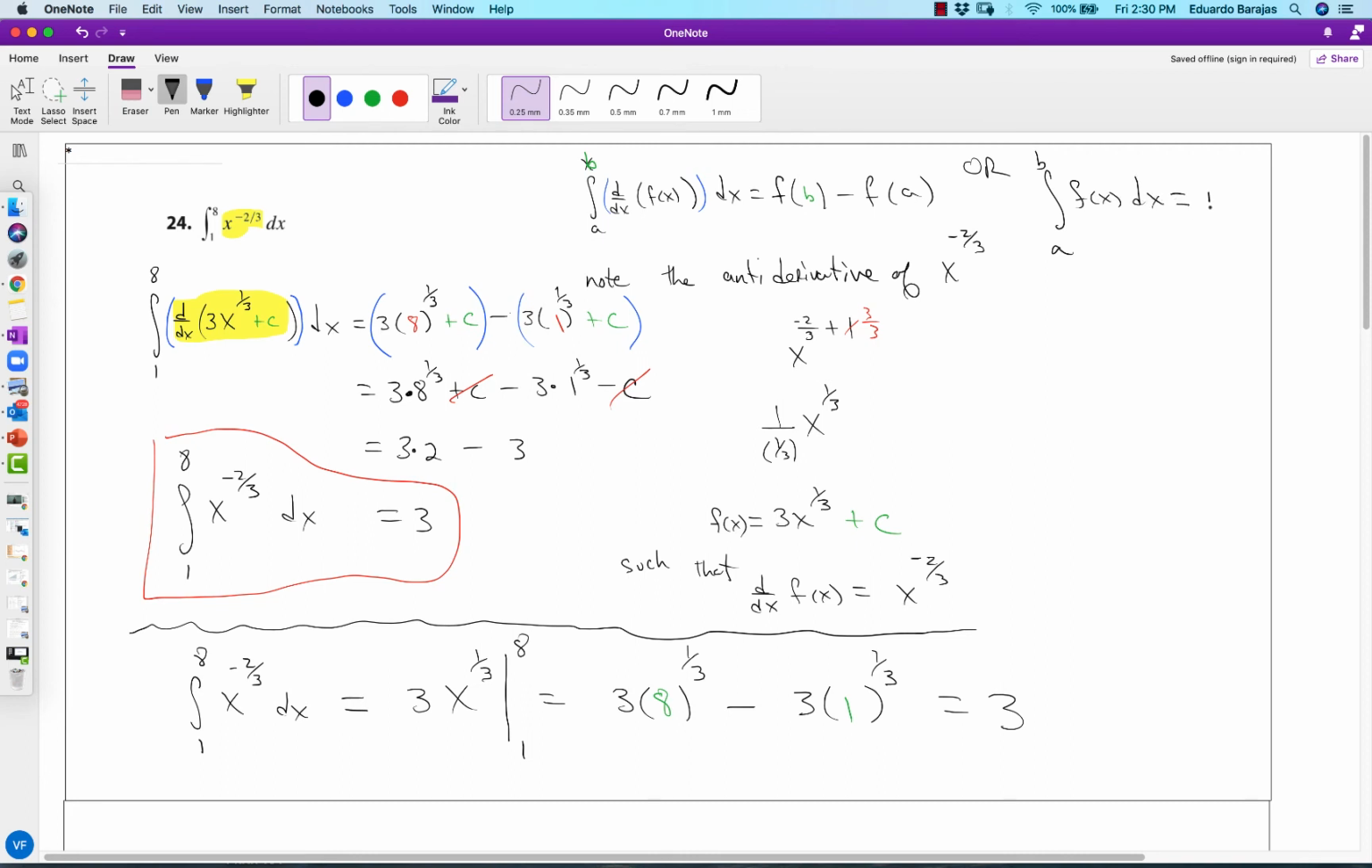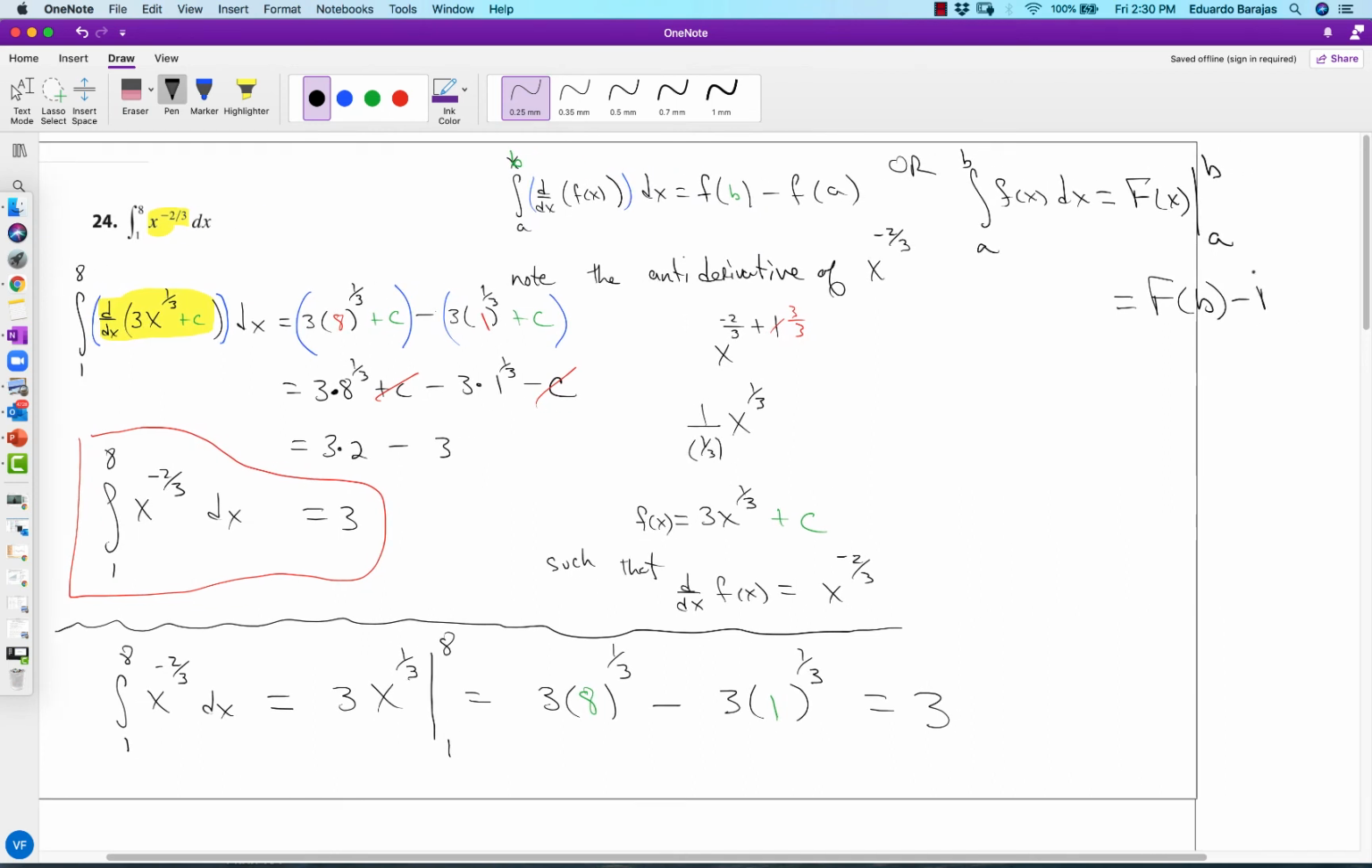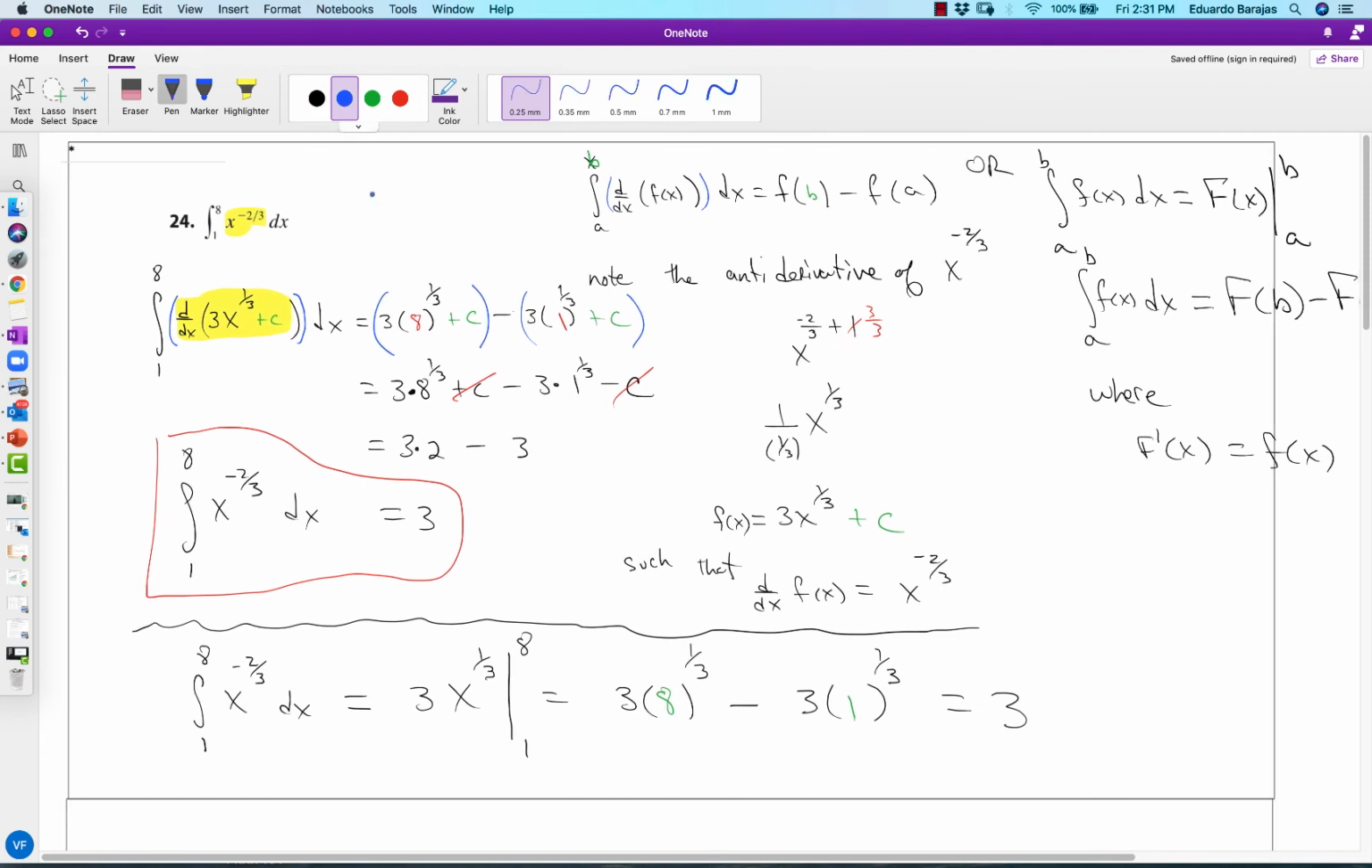is equal to capital F of x evaluated from a to b, which means that it's equal to capital F evaluated at b minus capital F evaluated at a. Good. So this is a very common way of expressing this, f of x dx, and this is where, of course, the derivative with respect to x of capital F equals lowercase f of x. Good. Okay, so hopefully it makes sense.